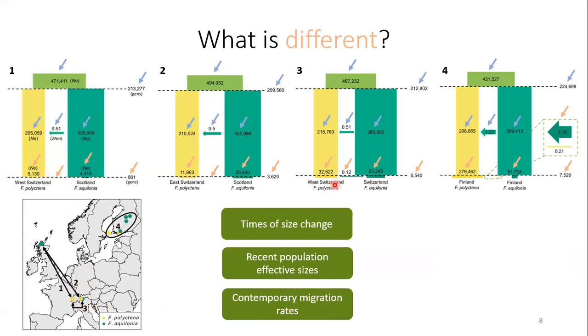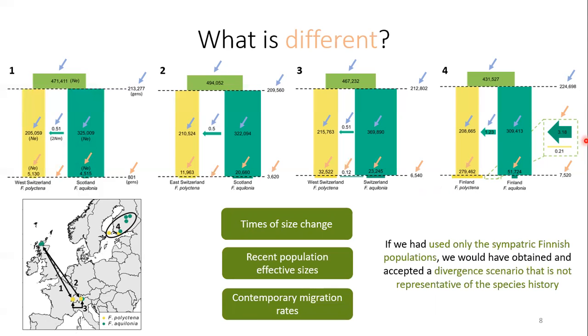pollicrana population. And then lastly, for the Finnish comparison, where these populations are known to hybridize, so they are sympatric, migration not only increased, but it became bidirectional, as we now see migrants moving from the Finnish F. pollicrana population into the Finnish F. aquilani population.